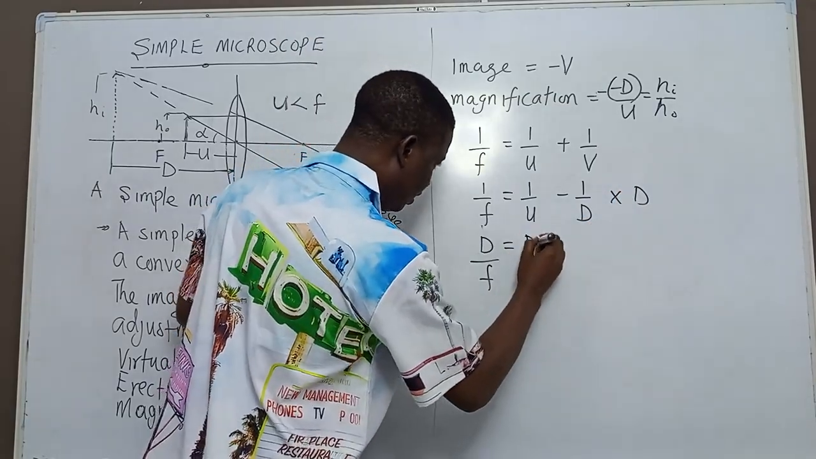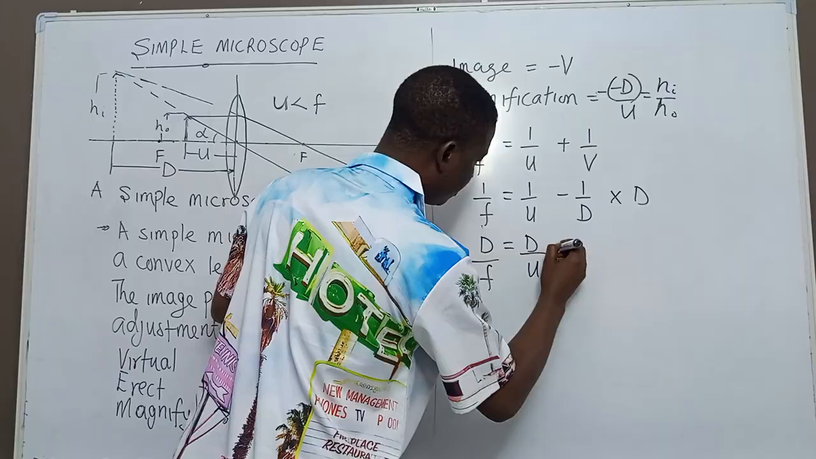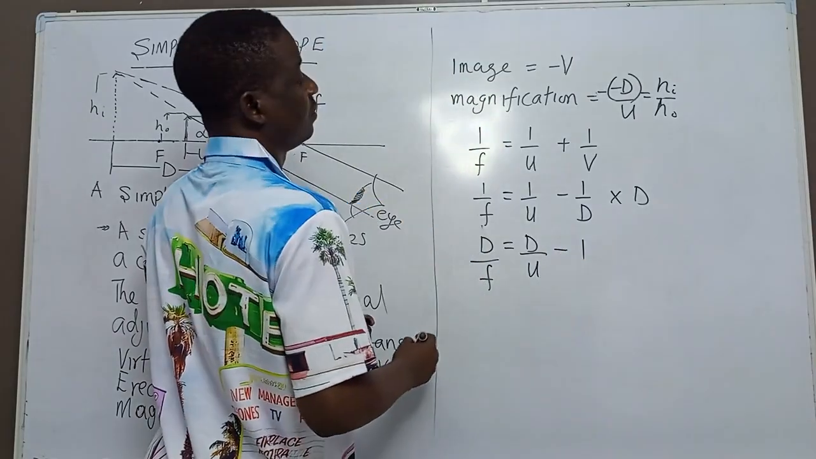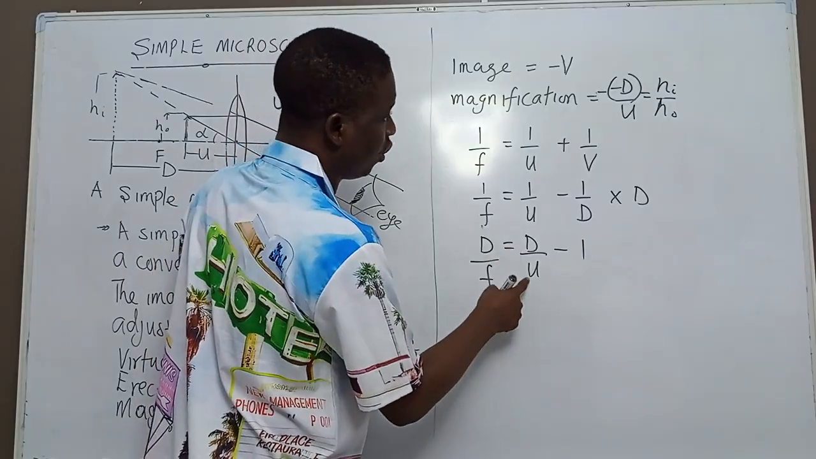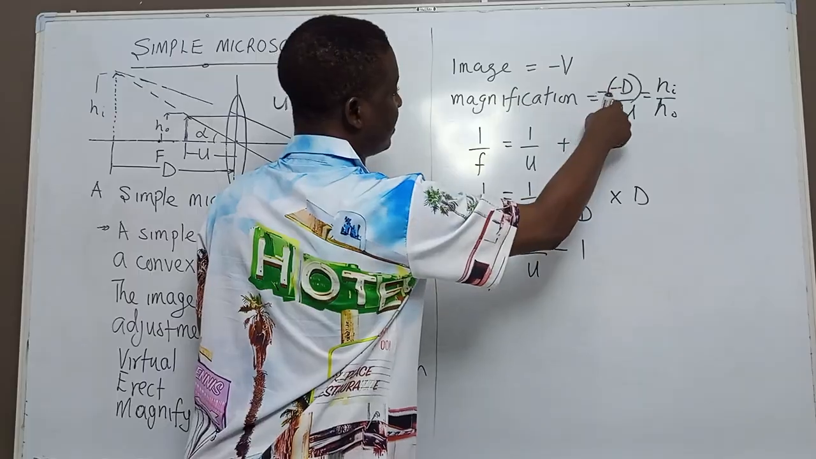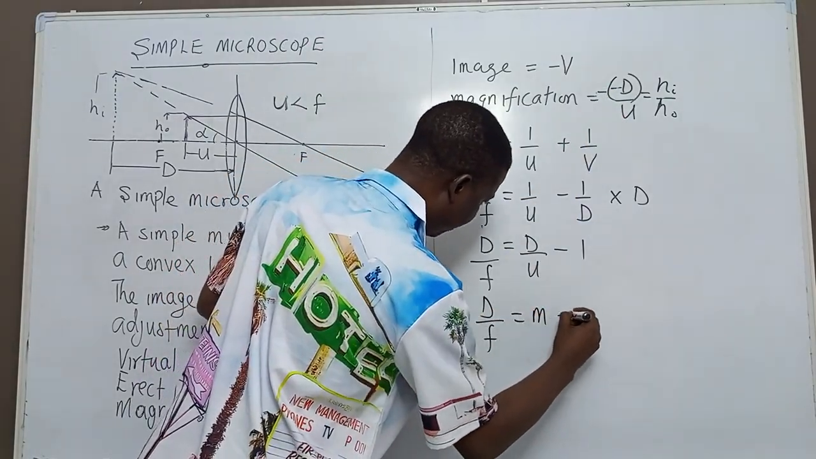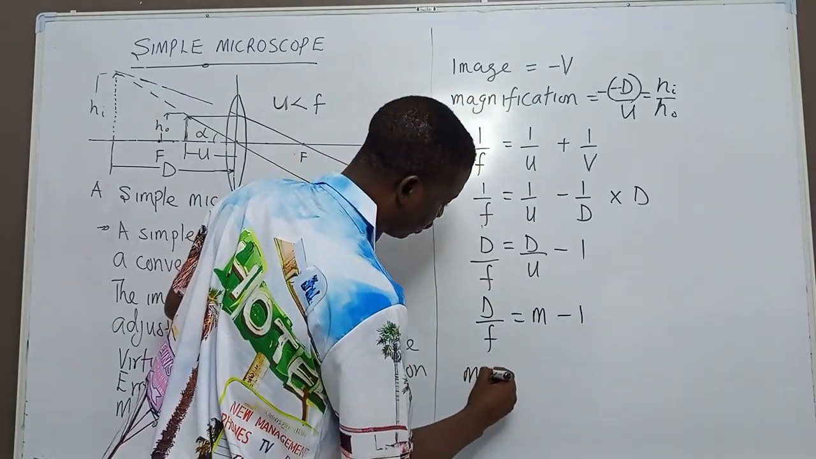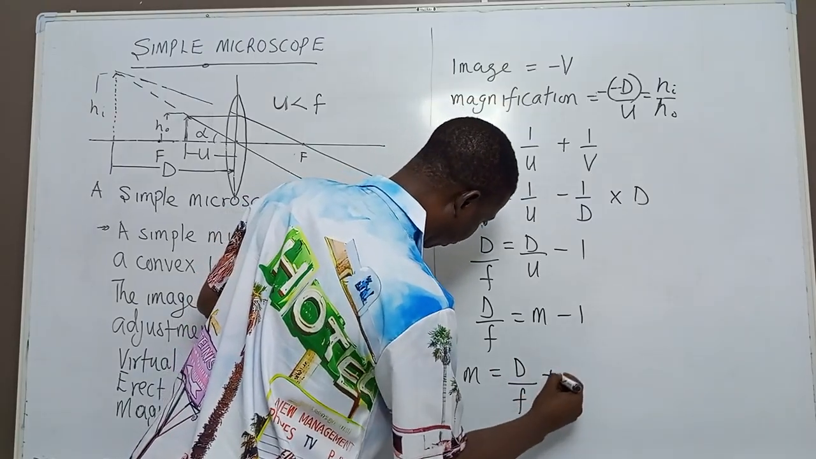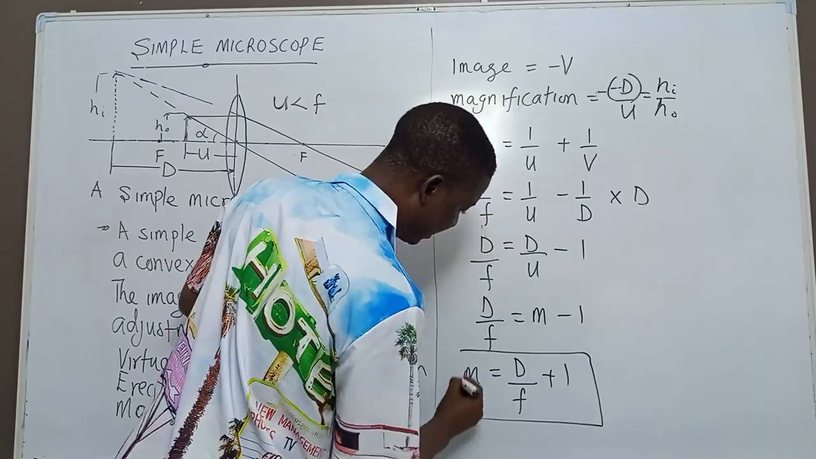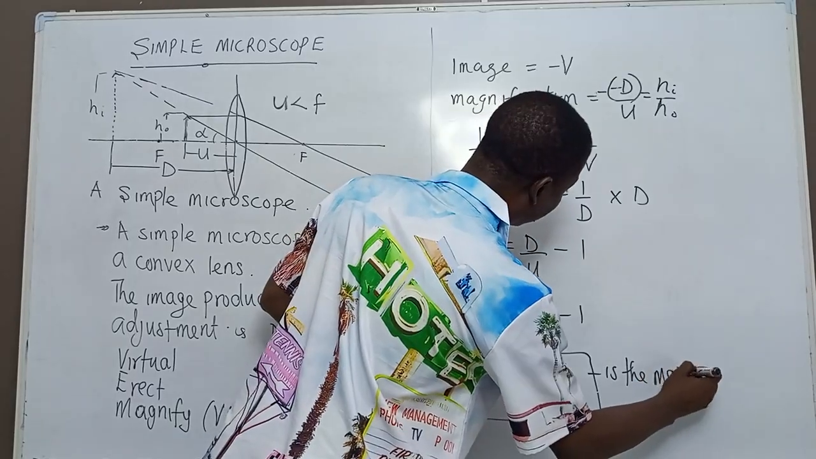What do we have now? D over u, minus 1. D divided by D is 1. Now D over u is the same thing as magnification. So D over f equals magnification minus 1. So magnification is equal to D over f plus 1. So this is the magnification. Is the maximum what?